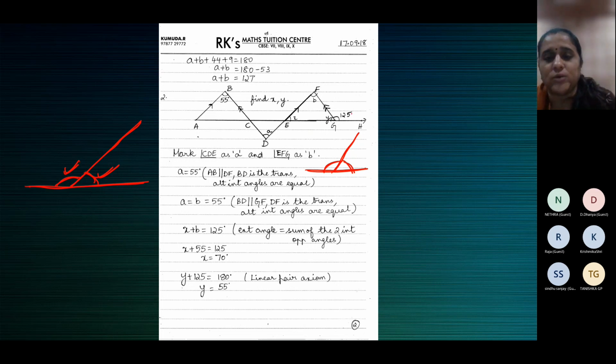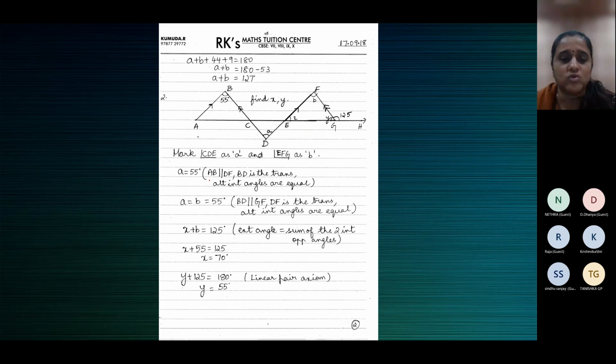So y plus 125 is equal to 180. Now all these are straight lines. It need not be given that AC is a straight line or AH is a straight line. These are all line segments. So y plus 125 is equal to 180, linear pair axiom. On working this, y is equal to 55. So like this, we find the values of x and y.